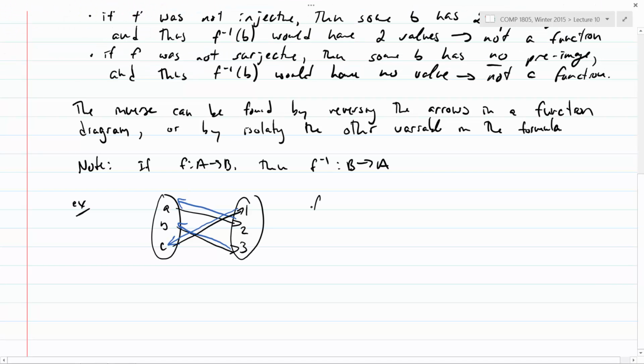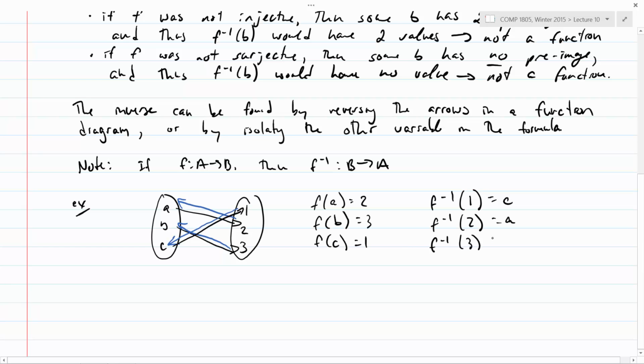All right, so if we say the original ones, f of a equals 2, f of b equals 3, f of c equals 1, then the inverse, f inverse of, let's say, 1, follow the arrow back to c, f inverse of 2, follow the arrow back to a, and f inverse of 3, follow the arrow back to b. Any questions about how I did that? This is okay?